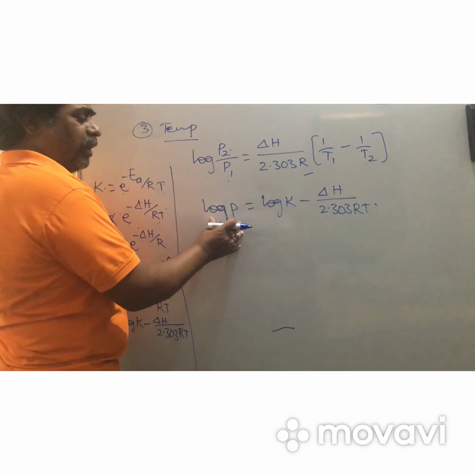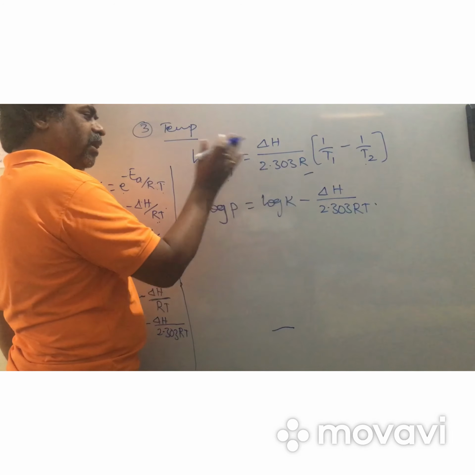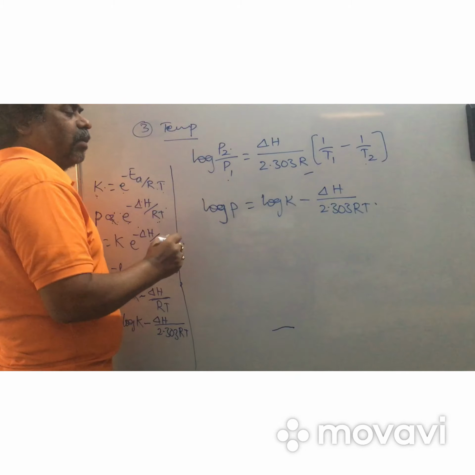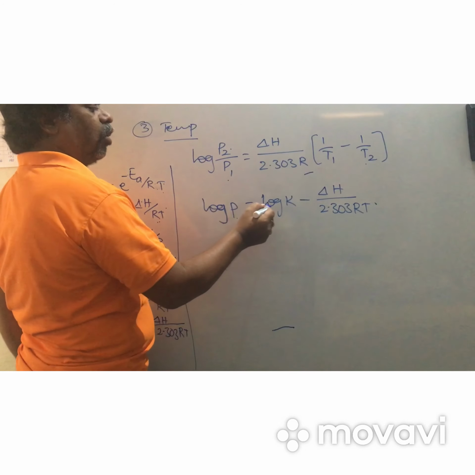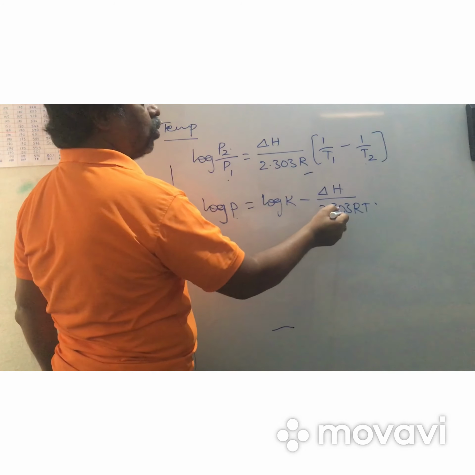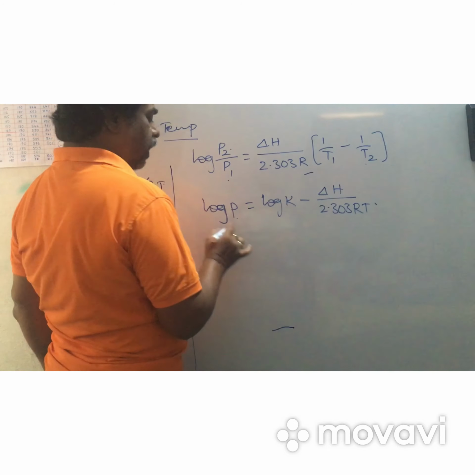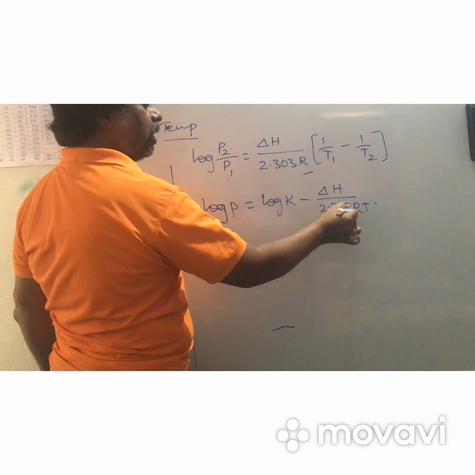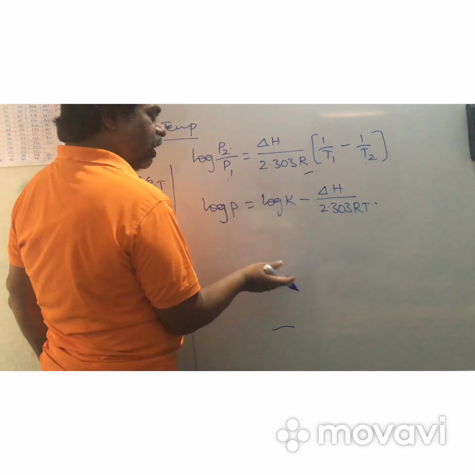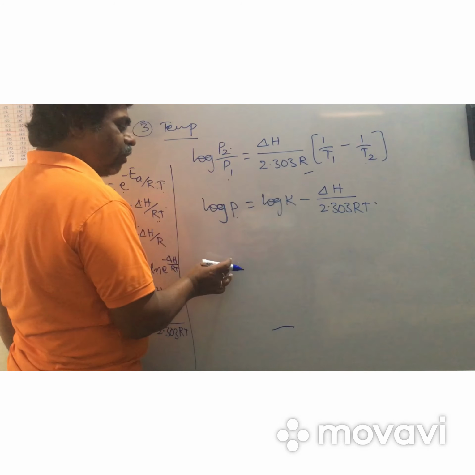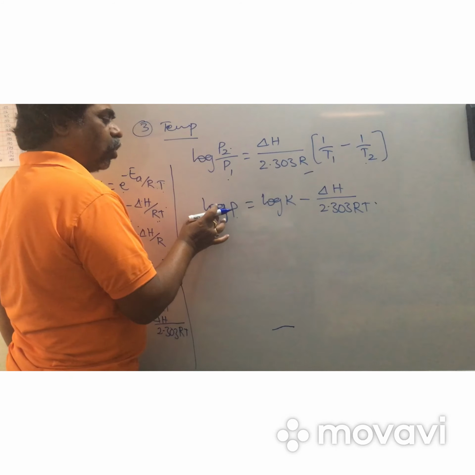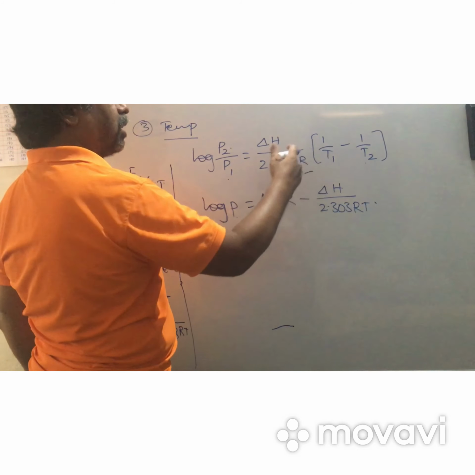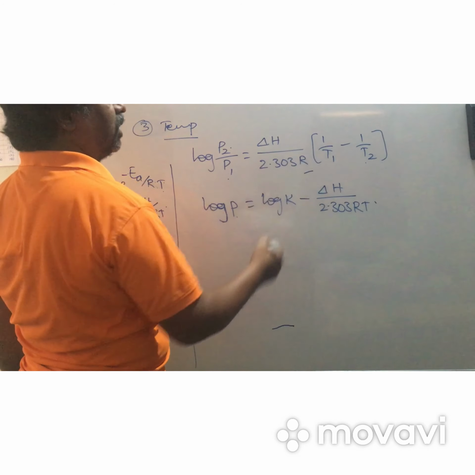For log P, subtract the first equation from the second, and you will get the same equation as in chemical kinetics. Log P1 equals log K minus delta H by 2.303 RT1. Log P2 equals log K minus delta H by 2.303 RT2. Second equation minus first equation: log P2 minus log P1 equals log P2 by P1. Take the common terms, and log K will cancel.